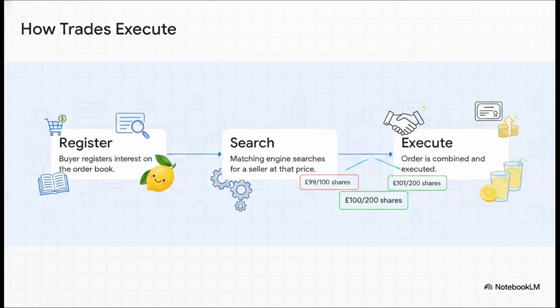Let's look at a super simple example to see how this works. Imagine you want to buy 200 shares of a company. Let's call them Delicious Lemonade PLC. You look at the market and decide, okay, I'm willing to pay £100 per share. First, you register that interest, and that goes onto something called the order book. Next, the exchange's matching engine automatically searches the book for a seller. Now, it might not be a perfect one-to-one match. There might be one seller offering 100 shares at £99 and another holding out for £101. The matching engine is incredibly efficient. It can literally combine those two sellers to give you your 200 shares at an average cost of £100 per share. That combination and execution is what actually creates the final trade.